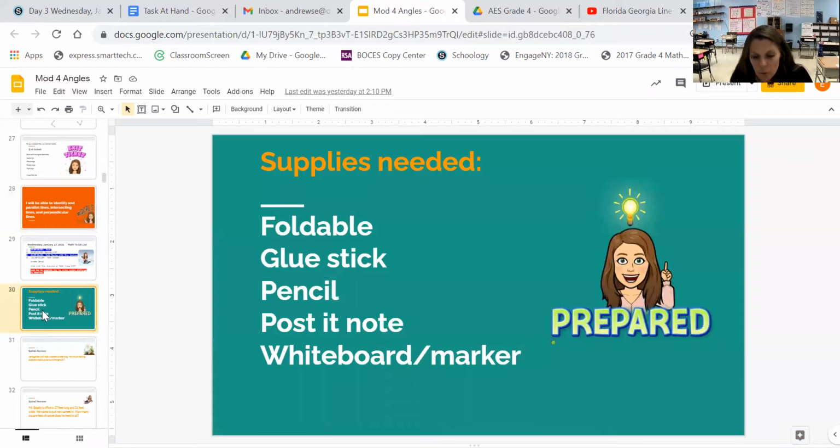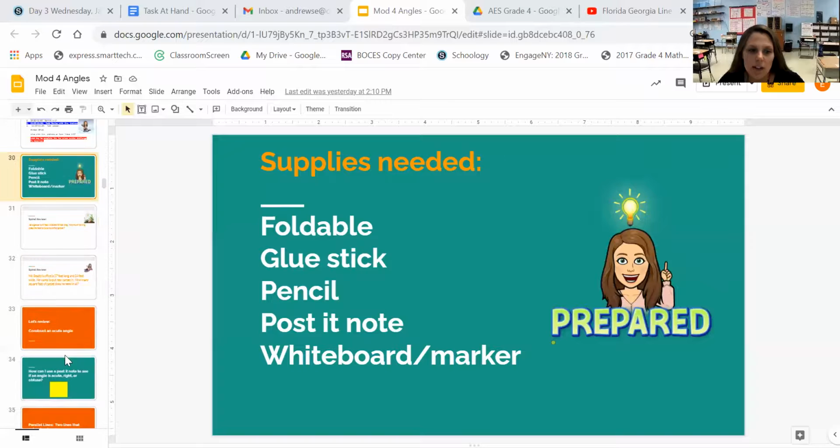Please make sure you have your foldable that we've been working with the last few days. You have your glue stick, your pencil, your post-it notes, and of course your whiteboard and marker. If you're in a classroom, you have your sheet of paper with our vocab words for today. And then let's get started.